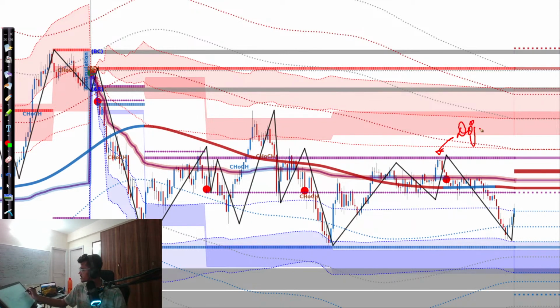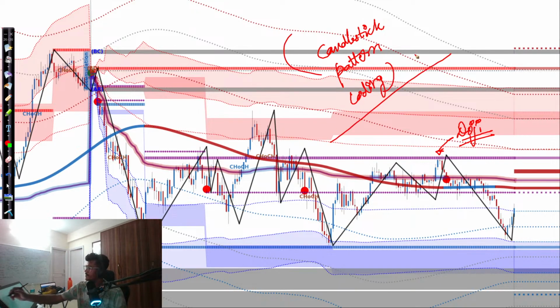I think let's code candlestick patterns today. I think that would be quite interesting, don't you think? What do you think, guys? You wanna learn about candlestick pattern trading, coding, algorithmic trading on candlestick patterns?